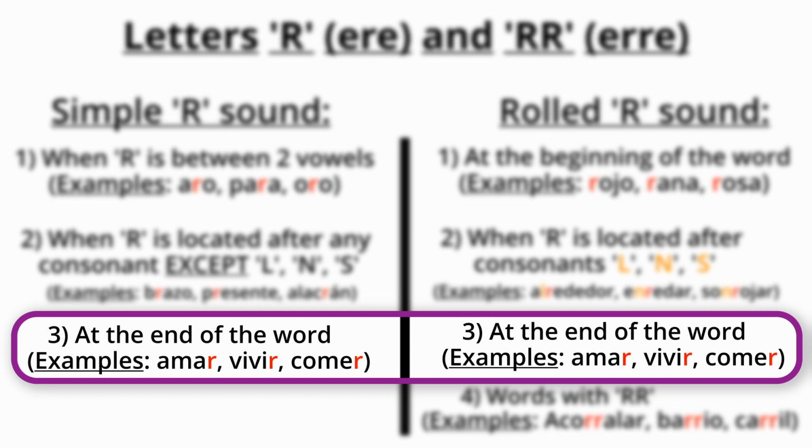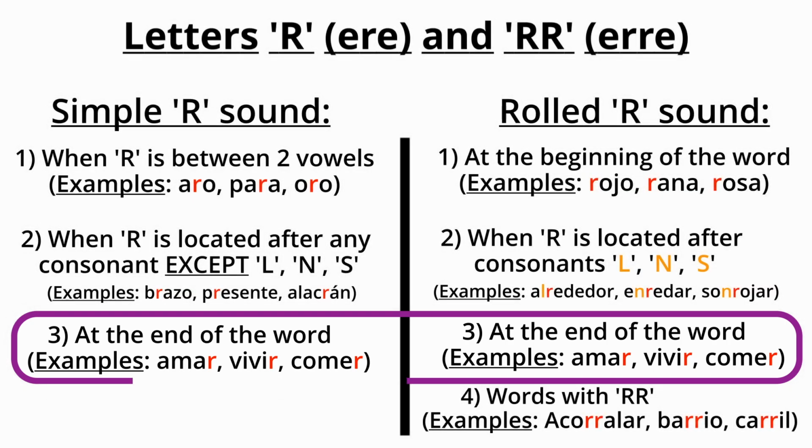So here we had an example of three words, amar, vivir, comer. What I'm trying to say is that they can be pronounced with a simple R, and at the same time, with a rolled R. So it's up to you.